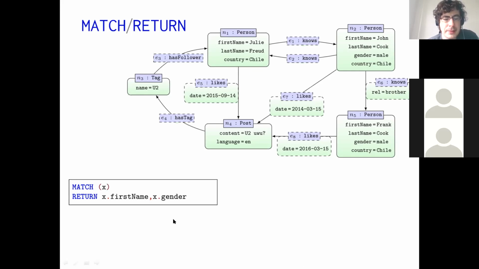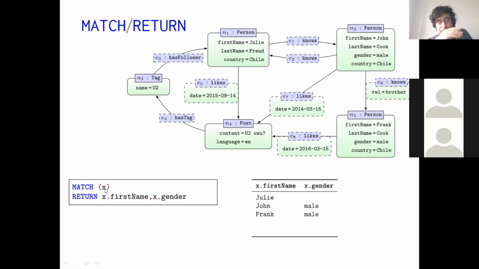Okay, so what about in this case, we're matching X, and we're returning first name and gender. It's a similar example. In this case, we also match post and we also match tag, because we've not said what the label of the node should be. So we match all 5 nodes that we have here, and then we return the first name and the gender. So we'll have 5 results, 2 of which will be blank because they don't have any first name or gender. 1 of which will be blank for gender because it's not specified, and then the 2 other nodes will have the first name and the gender.